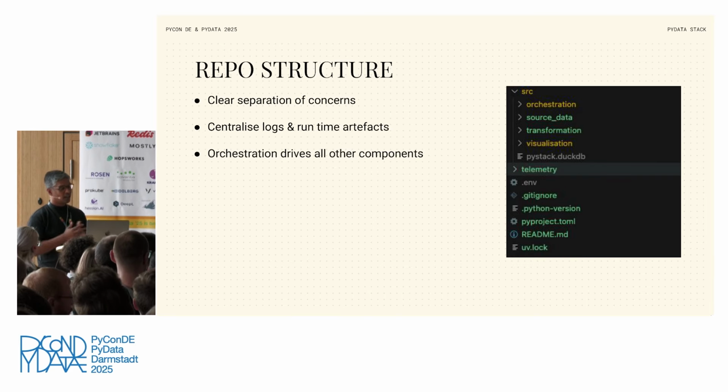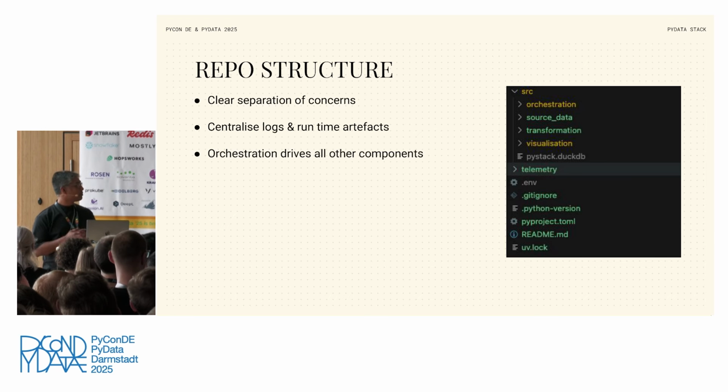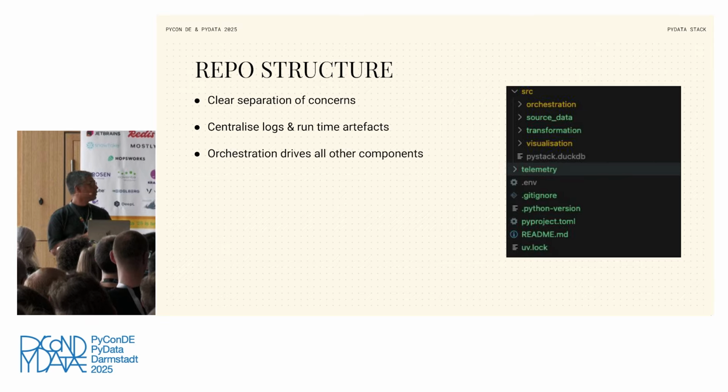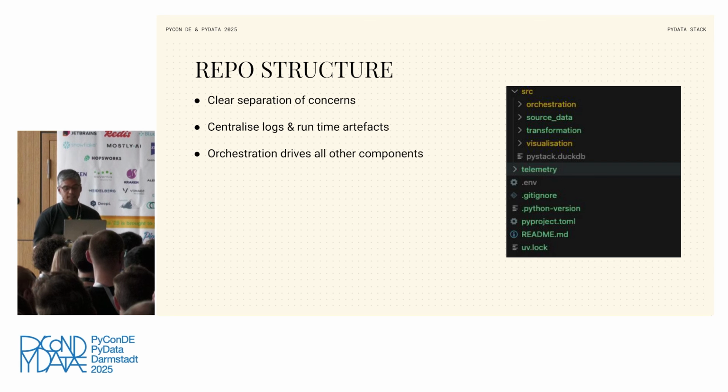Setting up the repo, important to follow good software engineering practices, so separation of concerns. Each of those modules represents each component in the data stack. So we've got the orchestration module, the transformation module, visualization module. I've whacked the database in there as well because this is a local project. And finally, telemetry to capture all of your logs and state files.